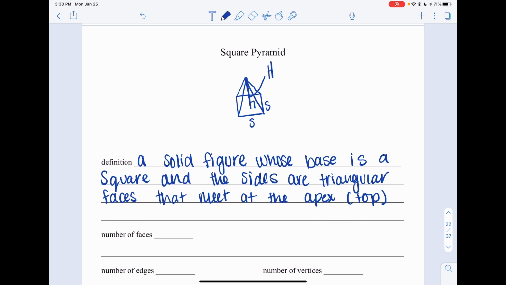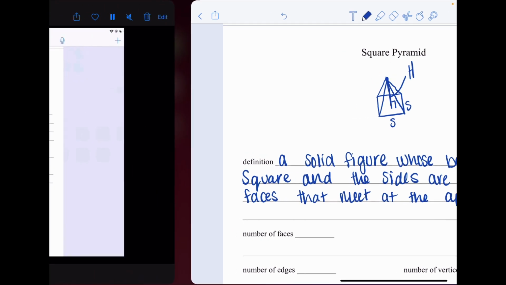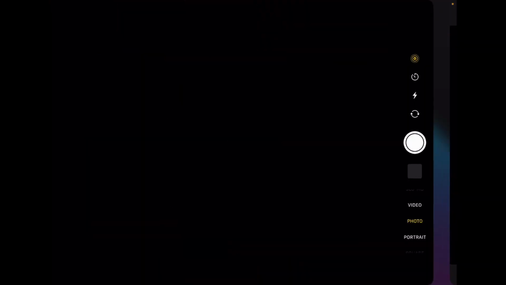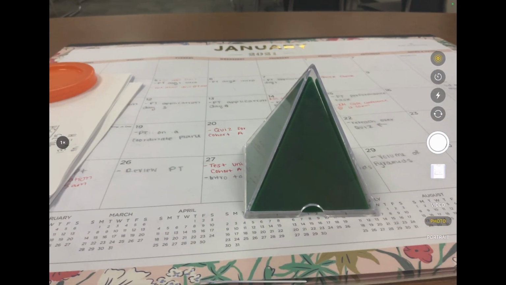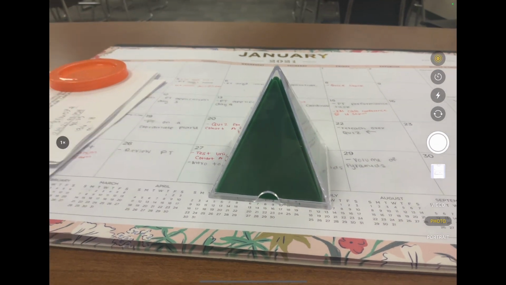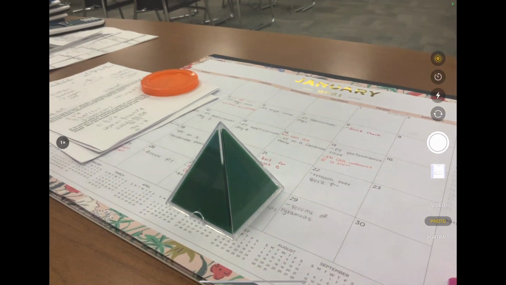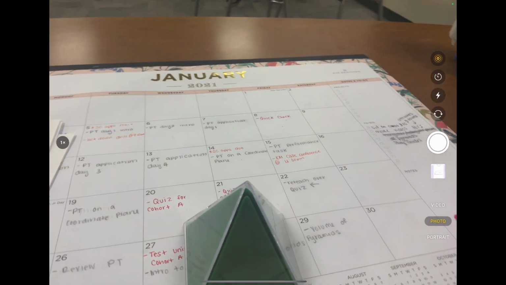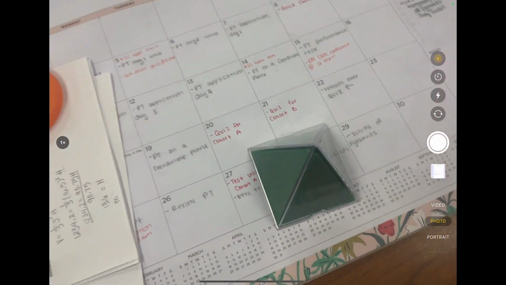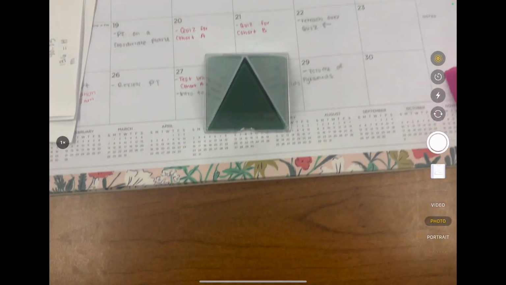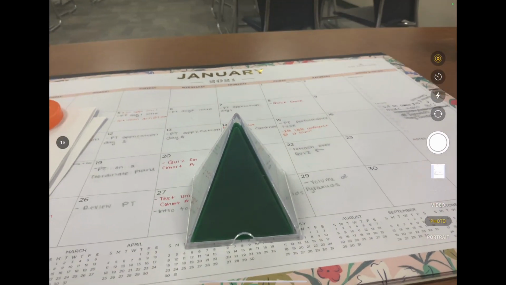Okay, now when we're talking about the faces, from the past, we've gone over faces. Remember, that is talking about our flat surfaces of our three-dimensional shape. So going to my camera really quick, I have my three-dimensional shape. As you can see, I will show you different angles. Okay, so this is what my three-dimensional shape looks like.